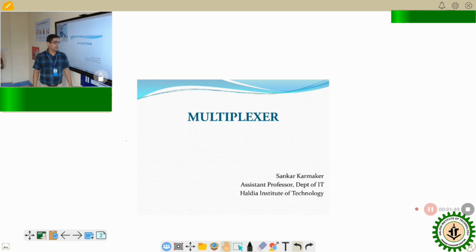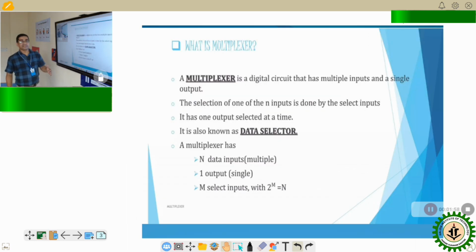Today I am going to discuss the multiplexer in digital electronics. The first question: what is the multiplexer? A multiplexer is a digital combinational circuit that has multiple inputs and a single output.